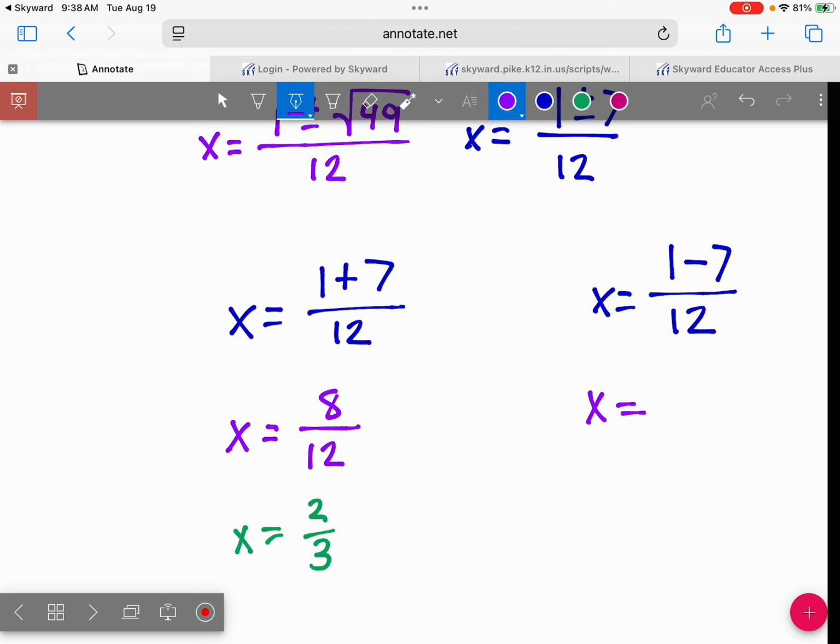How about on our right-hand one here? What is 1 minus 7? 6. -6. Watch your signs. -6 over 12 simplifies down to be what? -1/2.